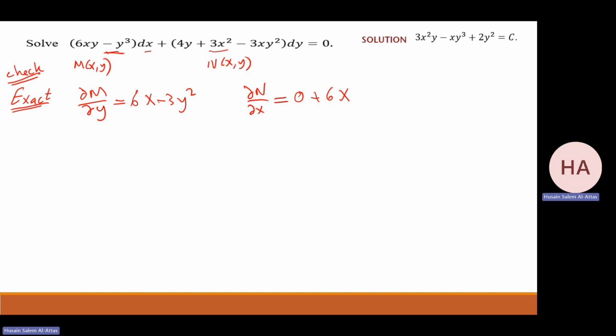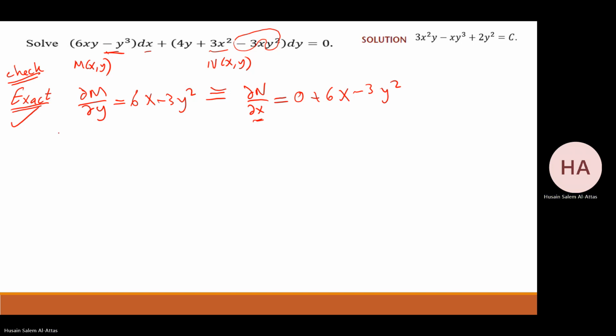Now, in this one, I'm doing it with respect to x. So all of this will be like a constant. So you have a constant times x. What will be the result? Minus 3y squared. So these two are the same. So it's exact. Now, this is the first step. Now, what I will do, I will try to solve it, as I said, the way we discussed it before.